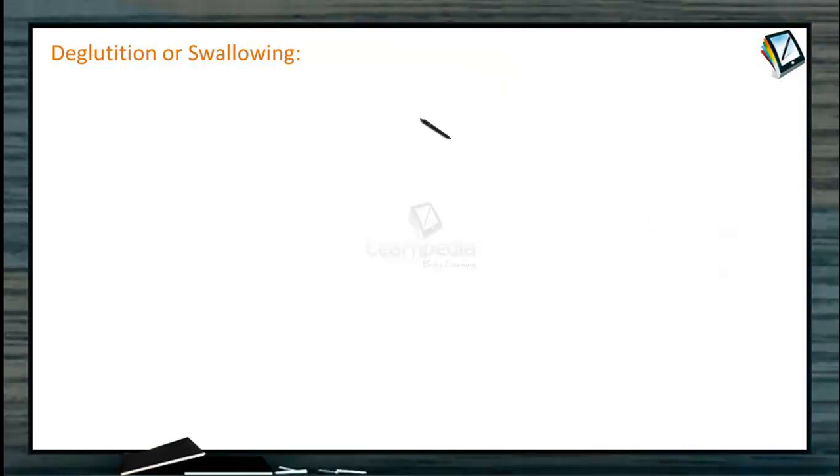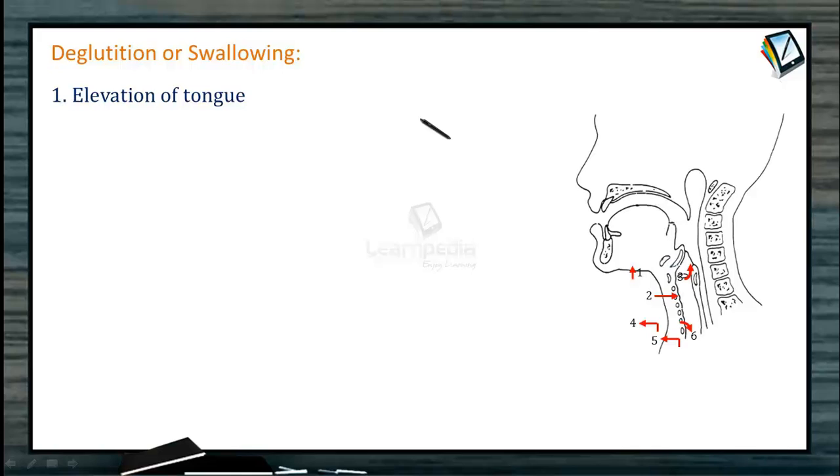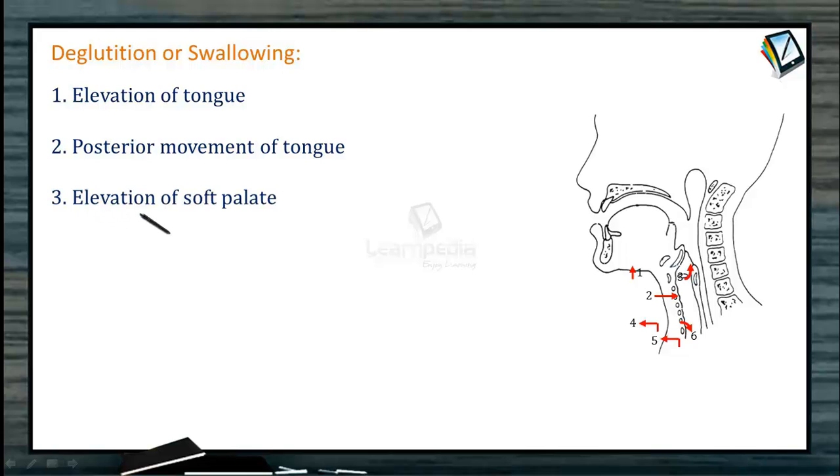Deglutition or swallowing. Let us see how we are able to swallow the food material. The process is divided into 6 steps. First, the tongue elevates, that is called elevation of the tongue. Then the tongue pushes the food material posteriorly, that is called posterior movement of the tongue. Third, elevation of the soft palate. This allows the free movement of food into the pharynx.